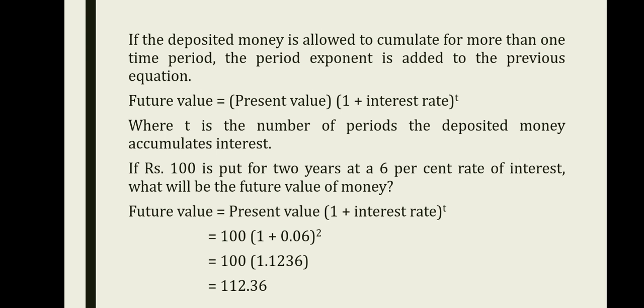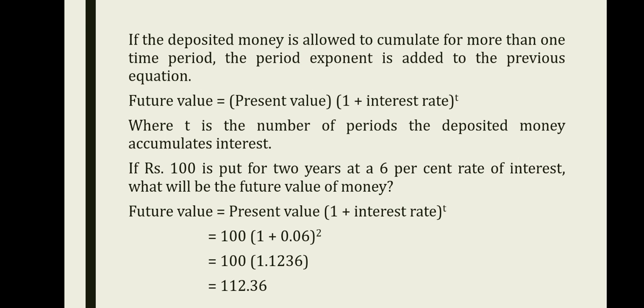Let's take an example. If rupees 100 is put for 2 years at a 6% rate of interest, what will be the future value of money? Here, instead of 1 year, the money is invested for 2 years. Therefore, t is equal to 2. Present value is given as 100, interest rate is 6%. Apply the values to the formula. Future value is equal to present value 100 into 1 plus the interest rate 0.06 to the power 2. Simplify the second part.